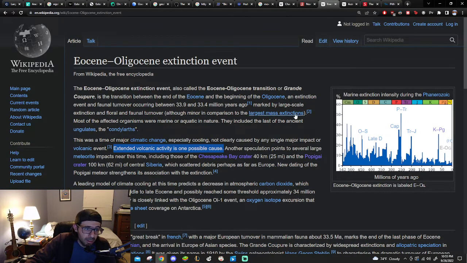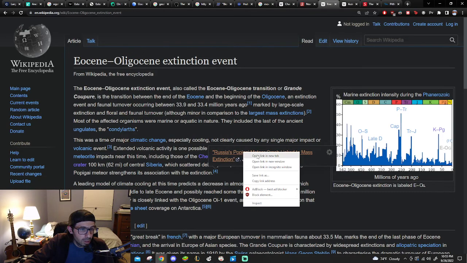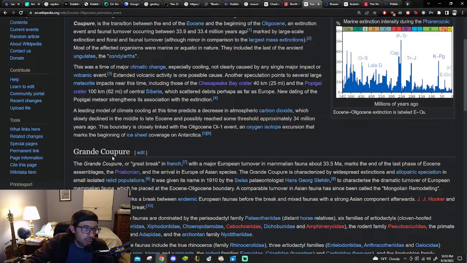So, let's get back here. Scattered debris perhaps as far as Europe. This one did. New dating of this meteor strengthens its association with the extinction. Okay. A leading model of climate cooling at this time predicts a decrease in atmospheric carbon dioxide. I mean, if the top blew, although, is that what would have happened then? I'm not sure why what I'm saying would cause an increase in carbon dioxide in the atmosphere.